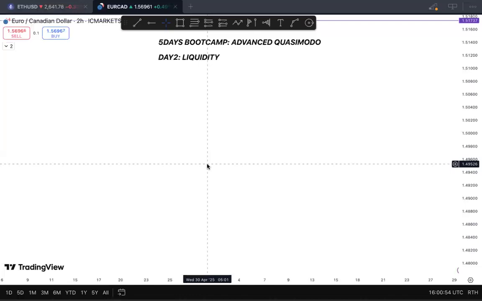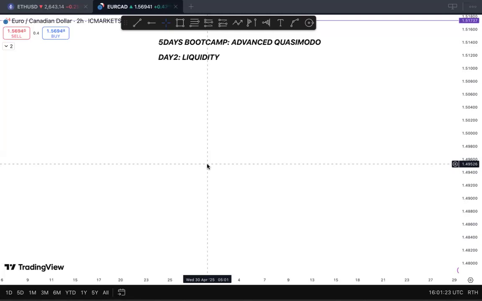So I want to welcome you all to day 2 of the 5 days bootcamp, Advanced Quasimodo. Yesterday we talked about market structure and the logic behind QML. I believe that we all went back to look at the chart to see how it is formed, to practice what was taught yesterday. So today I'll be talking about liquidity.